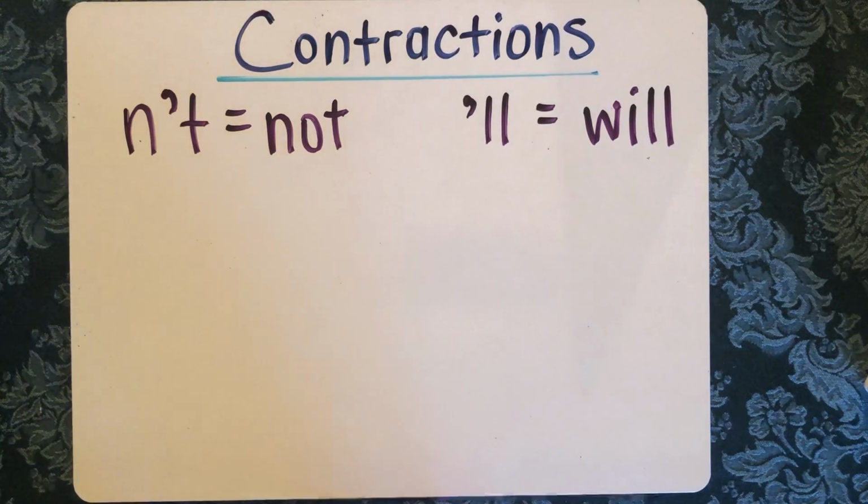Okay, boys and girls, today we're going to learn about contractions. Contractions are two words that are smushed together to make one new word. A contraction is one word made from two words. It is a short way of saying two words at the same time. We use an apostrophe to show where letters have been left out.